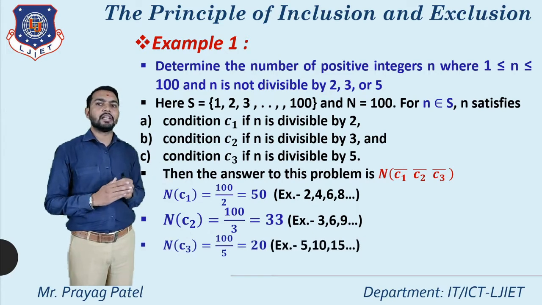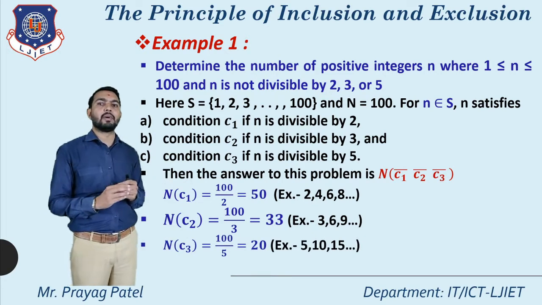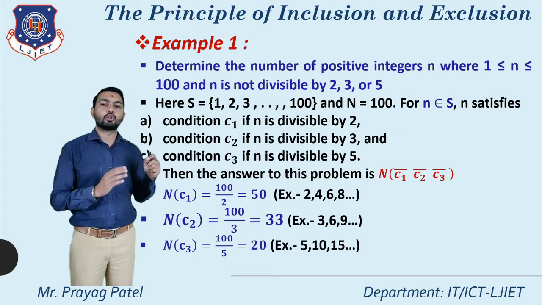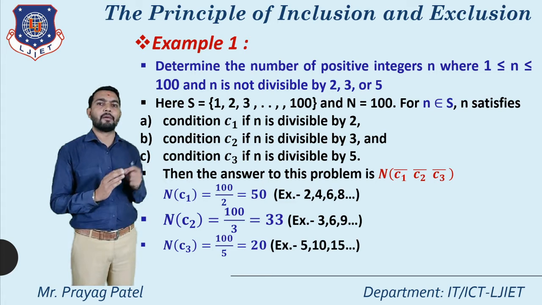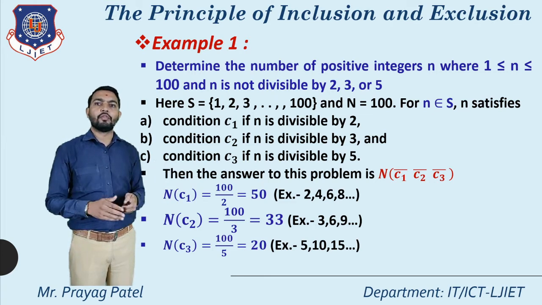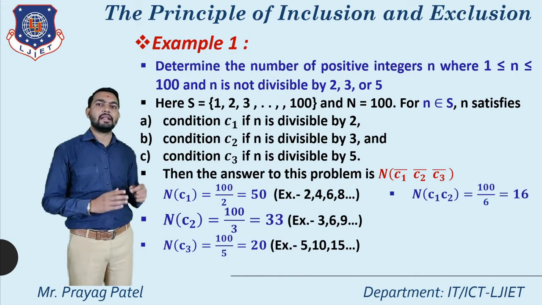Now n(C3) means the number of elements divisible by 5. So 100 divided by 5 is equal to 20. So a total of 20 numbers are divisible by 5, like 5, 10, 15, 20, like this. So we have the values of n1, n2, n3.